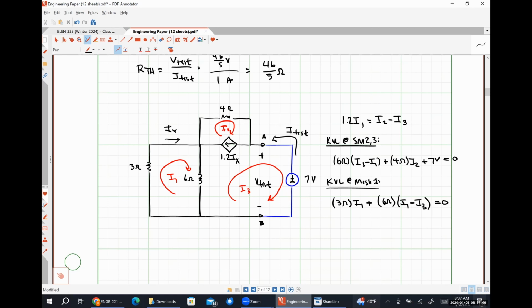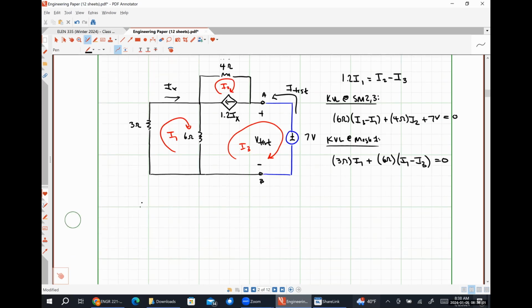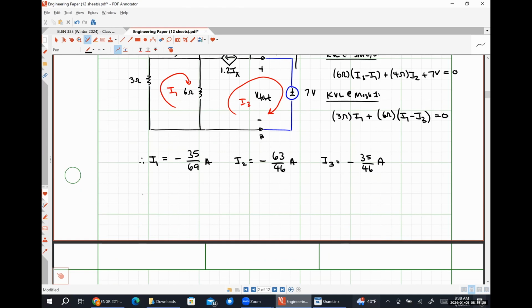In my third equation, my coefficient for I1 will be 3 plus 6 is 9. My coefficient for I2 is 0. My coefficient for I3 is -6. And my constant term is 0. When I solve this system, I got I1 to be -35 over 69 amps. I2 came out to be -63 over 46 amps. And I3 came out to be -35 over 46 amps.